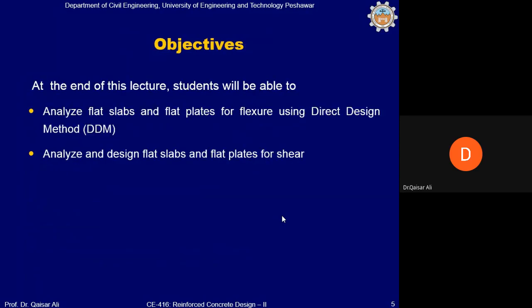Objectives of the lecture are that at the end of this lecture, the student will be able to analyze flat slabs and flat plates for flexure using the direct design method. And the students will also be able to analyze and design flat slabs and flat plates for shear.